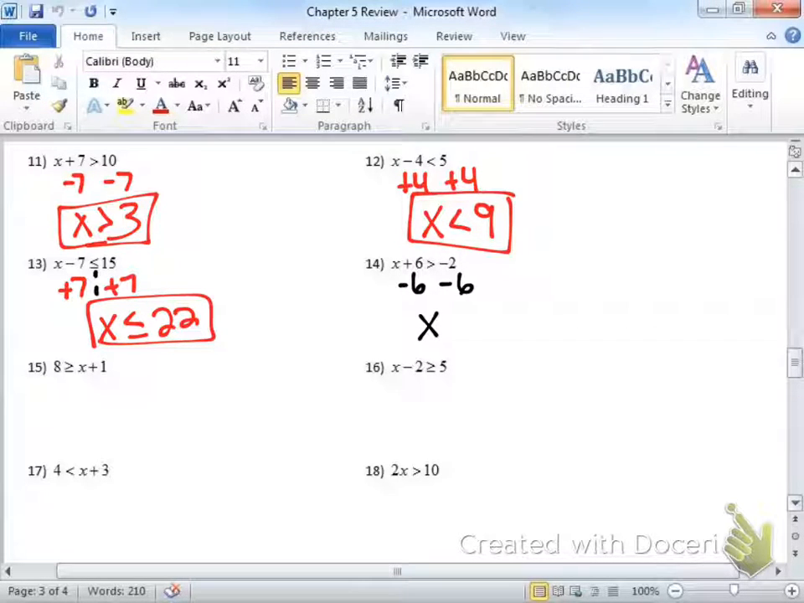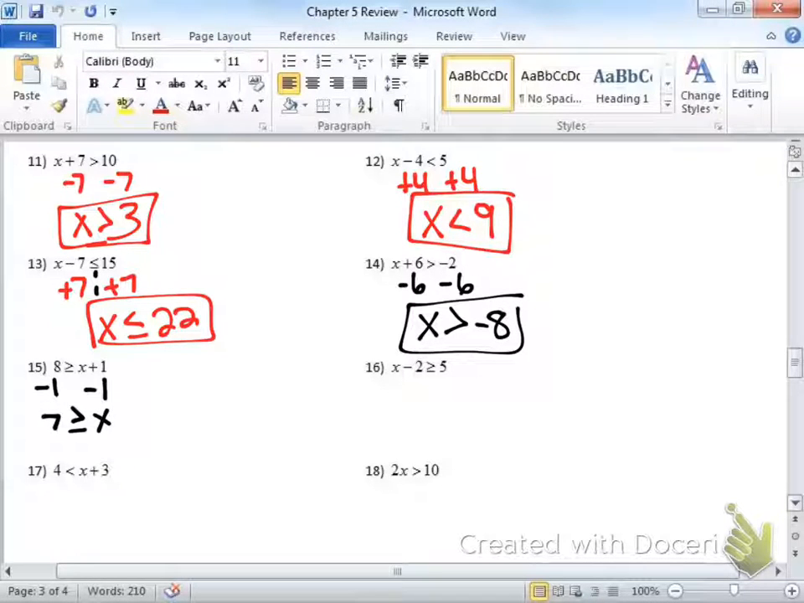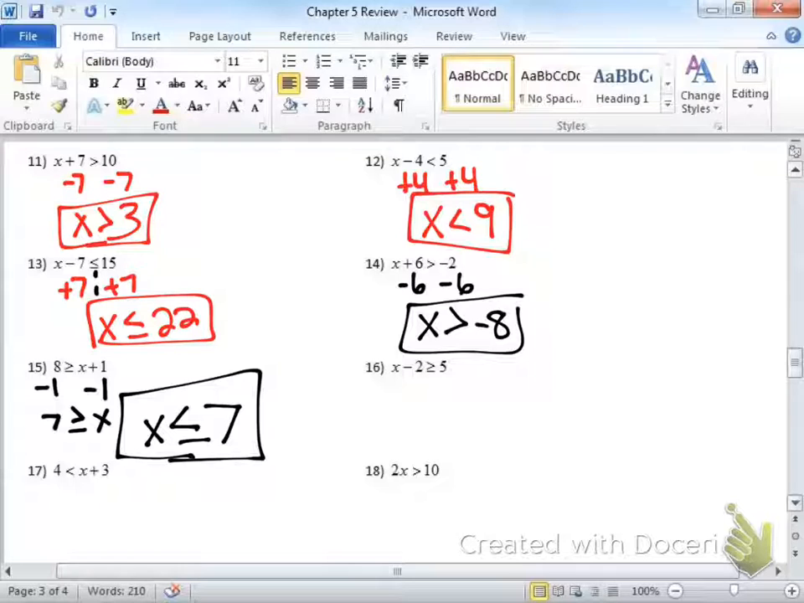Number 14, we're subtracting 6. We're getting that x is greater than -8. Number 15, we're subtracting 1. So 7 is greater than or equal to x, but I want to write the x in the front. 7 was bigger than the x, so it's still bigger than the x when you rewrite it. So it's kind of like flipping the symbol. But just make sure that whichever number was bigger, when you write the x in the front, it's still bigger. So double check that one.